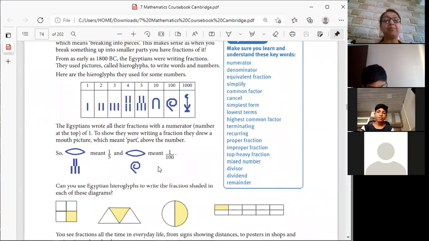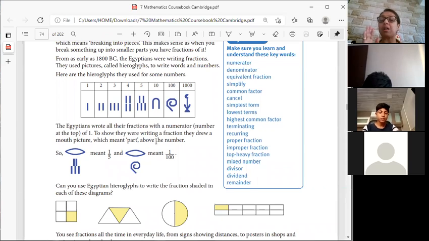Then what did they start doing? Egyptians wrote all their fractions with a numerator. Numerator means the number at the top. I'm very sure you know that much at least. Numerator is the top number, denominator is the number below. To show they were writing a fraction, they drew a mouth picture, which meant part, above the number. Like if they wanted to show 1/5, they made 5 down and then the mouth picture. If they had to write 1/100, then they made this picture.